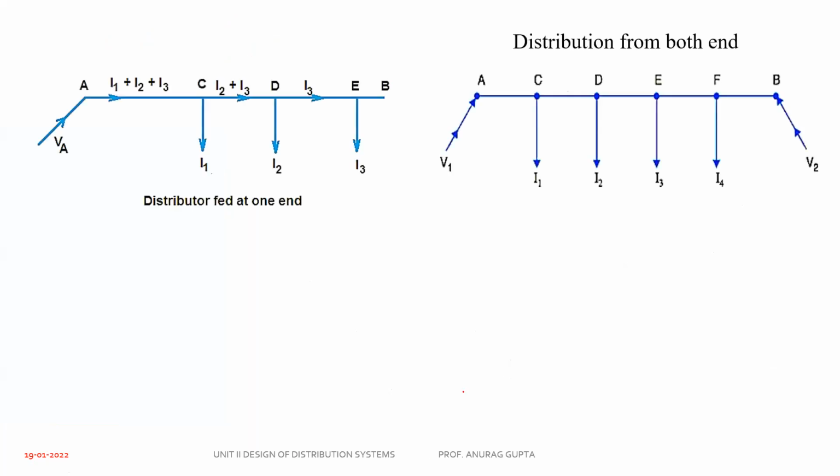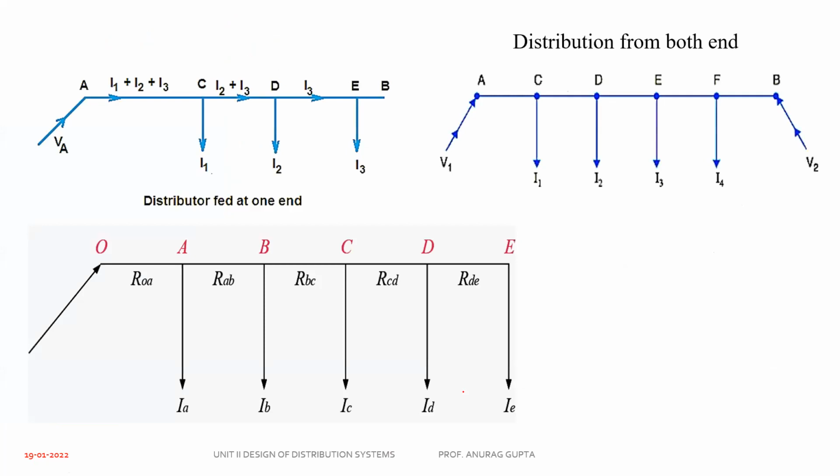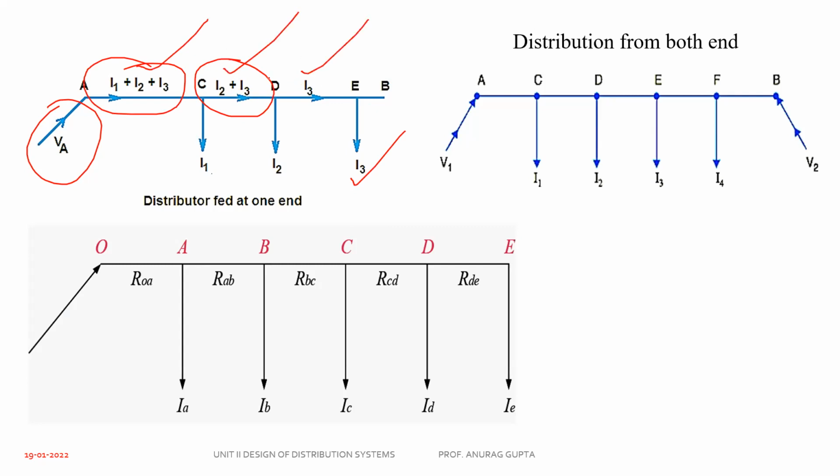You can see the figure already shows the point I'm discussing. This is your VA point. If I'm providing the current I1 plus I2 plus I3, you can see I3 is the least current. Here I'm providing I2 plus I3, and here I'm providing I1 plus I2. So this current is of course decreasing. This is the highest current, and this one is lowest as compared to the first one.